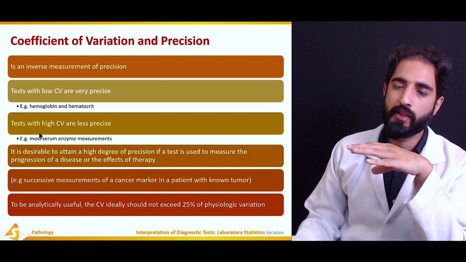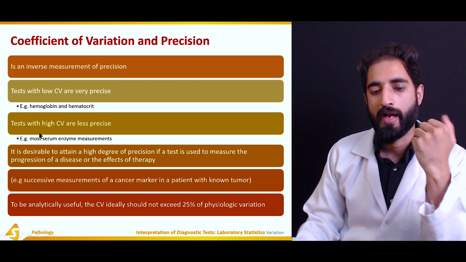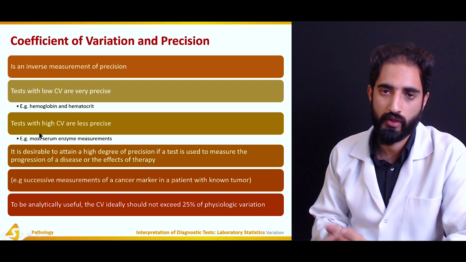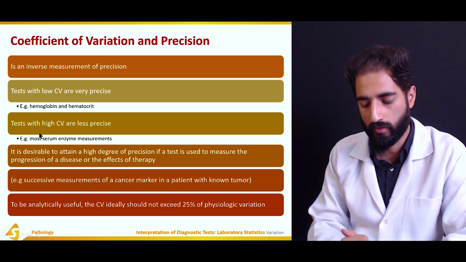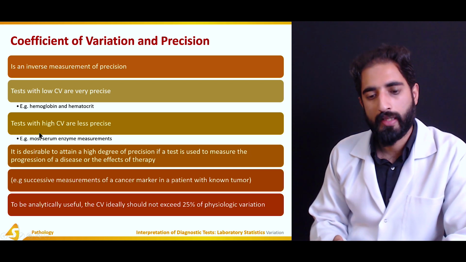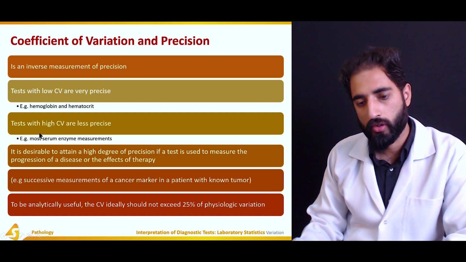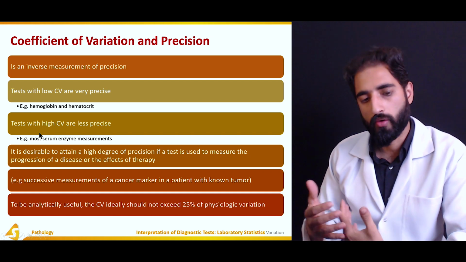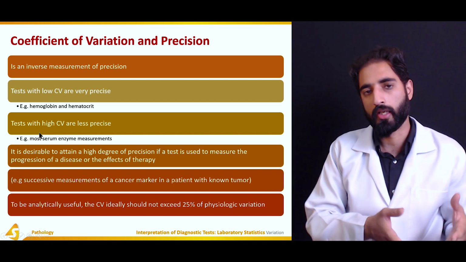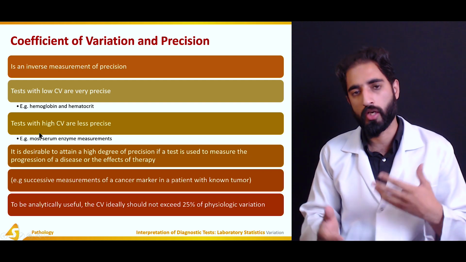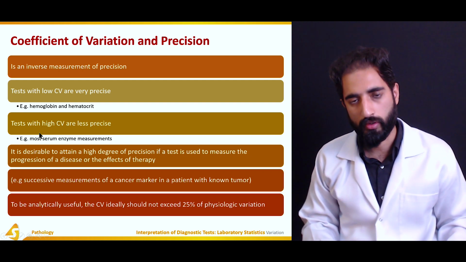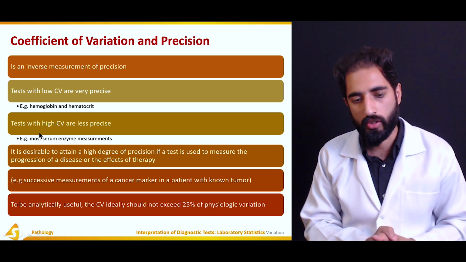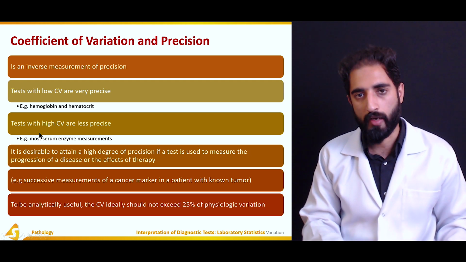Now, to be analytically useful, the coefficient of variation ideally should not exceed 25% of physiological variation. That is an important point to be considered. So in this lecture, we talked about variation and reliability, and about physiological variation, which is dependent on the normal processes in the human body, and analytical variation, which is dependent on the quantitative or qualitative analysis. And we also talked about the coefficient of variation and its relationship to precision and reliability.